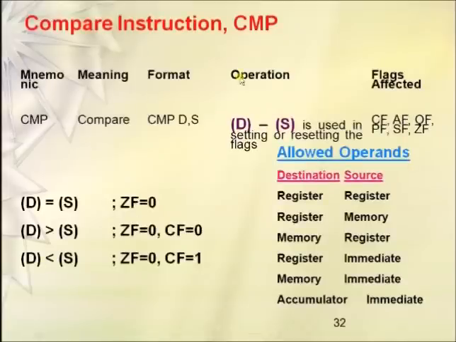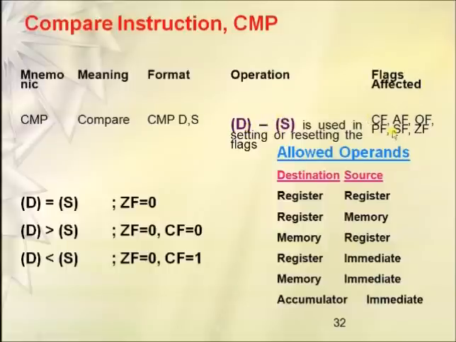Now we have the compare instruction. It performs the comparison operation between D and S, that is destination and source. But what is that comparison operation internally? It performs subtraction between D and S, that is, S is subtracted from D. The result will not be stored in any of these operands, but the result is going to affect these flags.